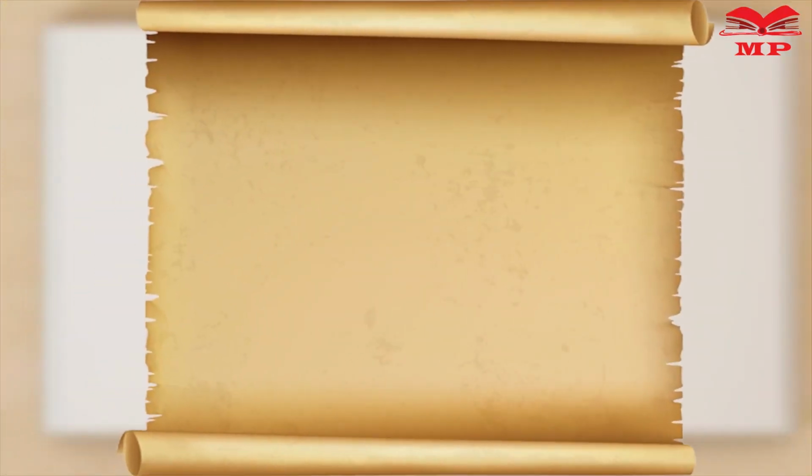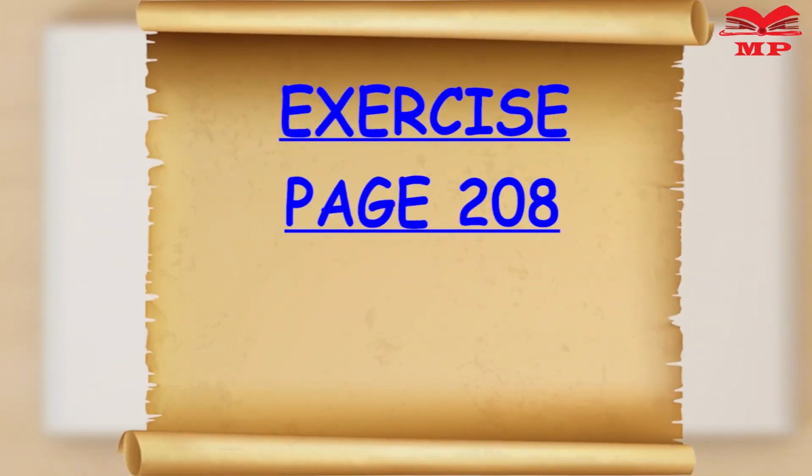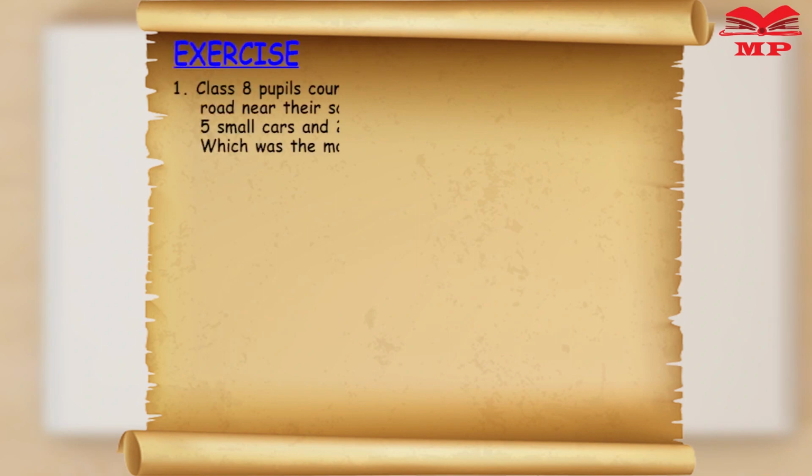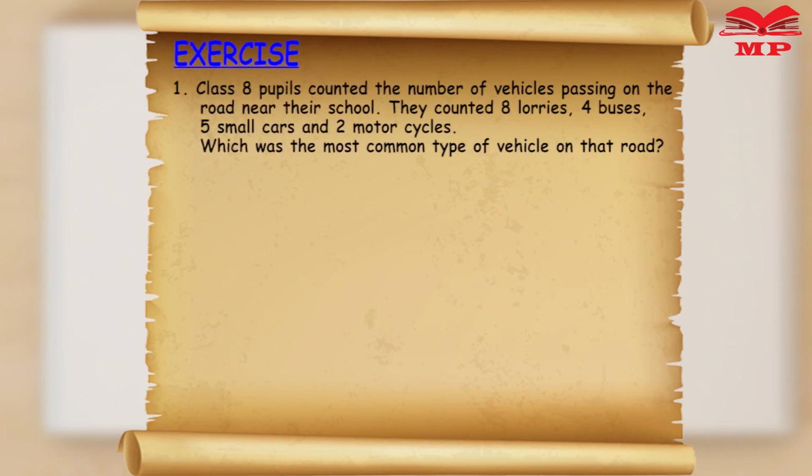Learners, you are on page 208, exercise 109. It asks us to do question 1. Question 1 says pupils counted the number of vehicles passing. They counted 8 lorries, 4 buses, 5 small cars, and 2 motorcycles. Which was the most common type of vehicle on that road?